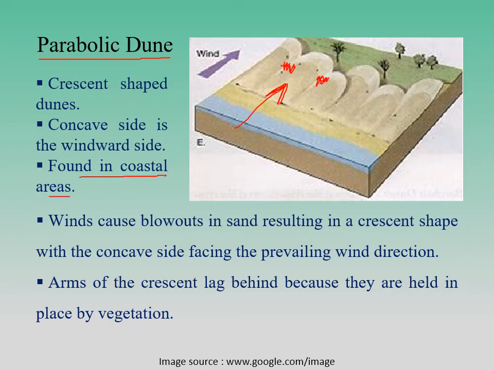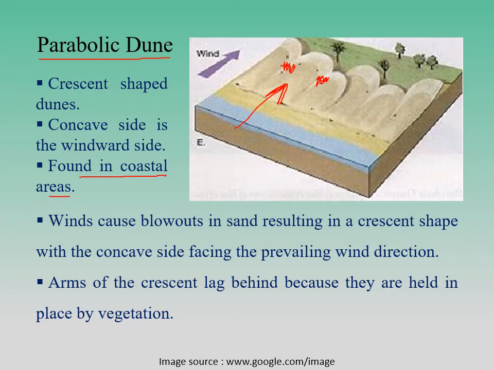Now, due to the pushing of the particular portions of the coastal dunes, here you can see the arms found in these crescent shaped dunes, and these arms and their pointed tips, the horns, lagged behind. They remained in their original positions, and they indicate the original position of the dunes, as well as they face the upwind direction of the prevailing wind flow.